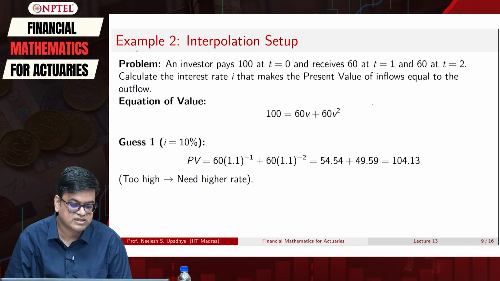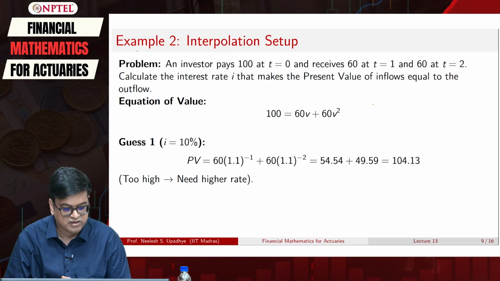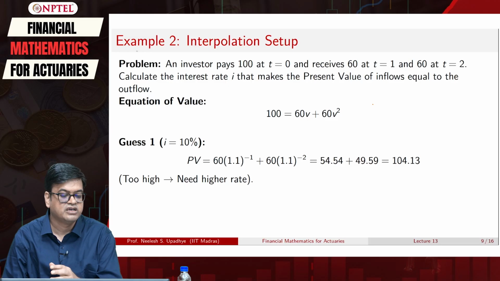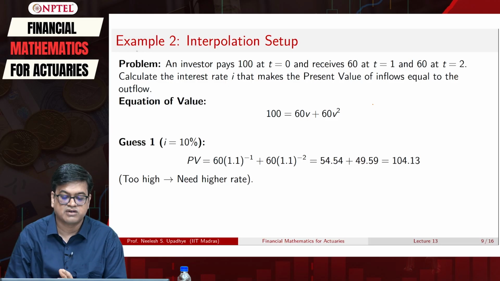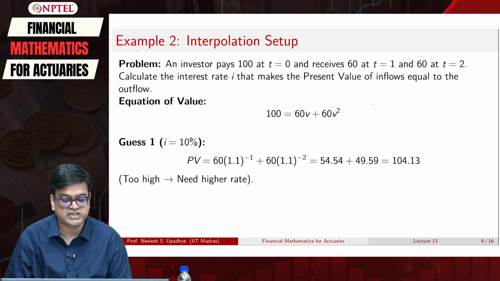If you look at this V, which is 1 plus I inverse, 1.1 raised to minus 1 and 1.1 raised to minus 2, it will give me 104.13, which is our present value high, correct. So it's a 10% interest rate.